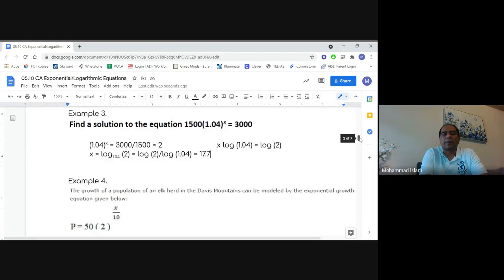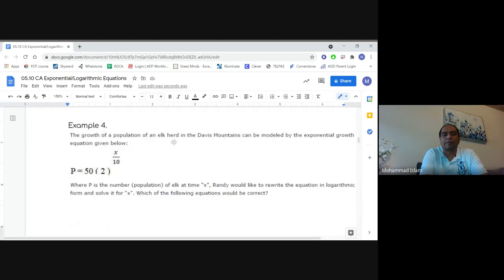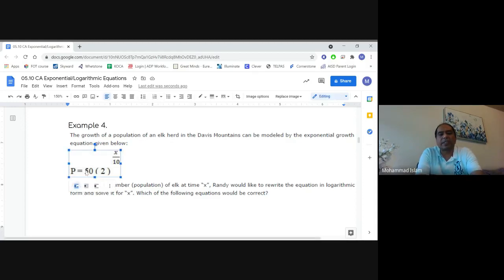Okay, now I'll do example number 4, and it says the growth of a population of an elk herd in the Davis Mountains can be modeled by the exponential growth equation below. And we have an exponential expression where p is the number or population of elk at time x. Randy would like to rewrite the equation in logarithmic form and solve it for x. Which of the following equations would be correct? So what I'm going to do now, I'm going to copy this expression.